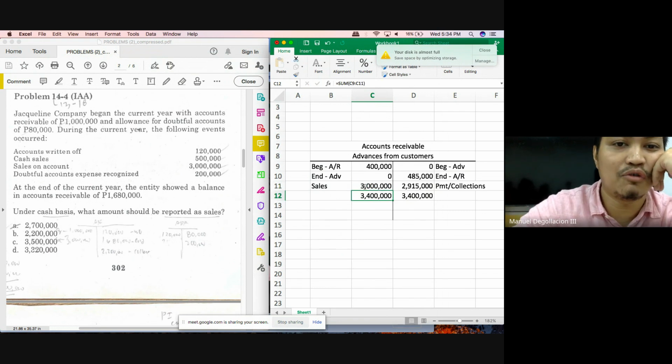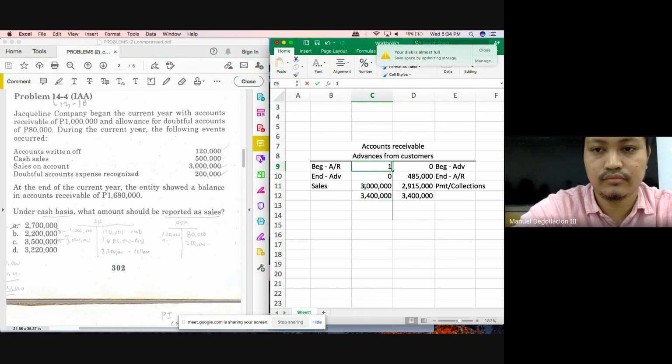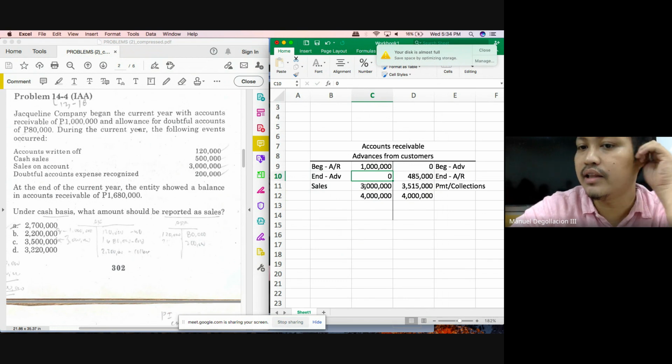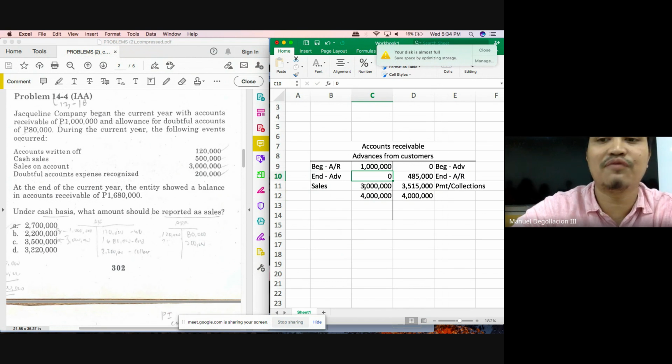What else do we have? Do we have our beginning and ending balances of our AR, class? How much? 1 million is the beginning. And then the ending, 1,680,000. But the 1,680,000 was already after the write-off. Okay, to simplify our analysis class, please work back. How much must have been the AR before write-off, assuming the write-off was recorded at the end of the year? You add back the write-off.